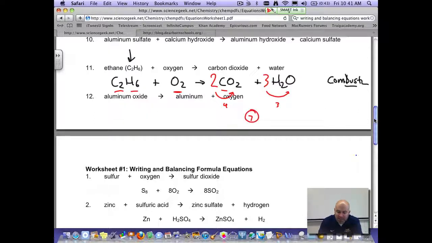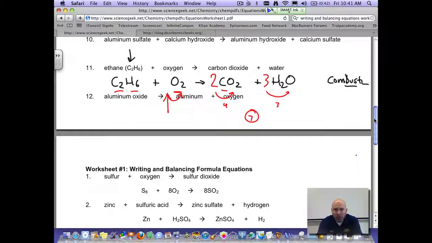We've got 7 oxygens on this side. There is no coefficient that I can put in front of that O2 to make it ever odd. Okay, there's nothing I can put. No matter if I put an even or an odd, it's always going to be multiplied by the 2, and so you can never get an odd number. So here's how you do that, and it happens with combustion reactions.